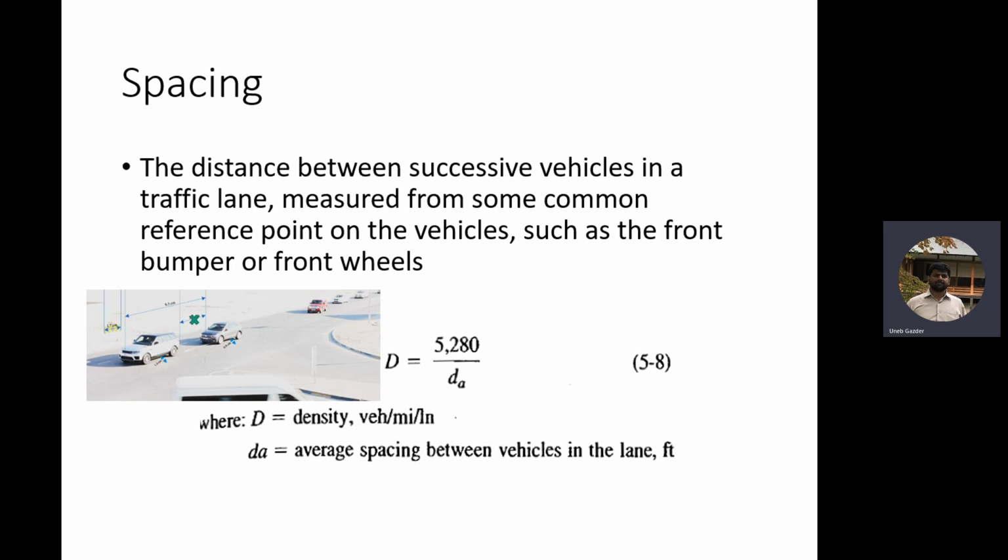So what is 5280? To convert, because the spacing is supposed to be in feet between two cars or between two vehicles. The distance is very small. But for density, you cannot measure per feet, as I mentioned earlier. There is no car which can fit in one feet. Okay, so it has to be in miles. So this is the conversion for feet to miles. And similarly, I think, yeah, this is the equation for meters.